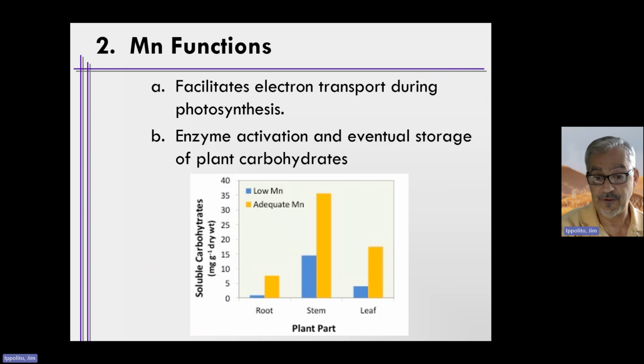On the x-axis, you have the plant part, either the root, stem, or leaf. And on the y-axis is soluble carbohydrates present in the root, stem, or leaf. Under low versus adequate manganese concentrations in the soil, you can see the difference in the carbohydrates accumulated in the root, stem, or leaf. They're drastically different in terms of concentrations. And this is simply a function of the ability of manganese to activate enzymes that trigger the ability of plants to store carbohydrates.